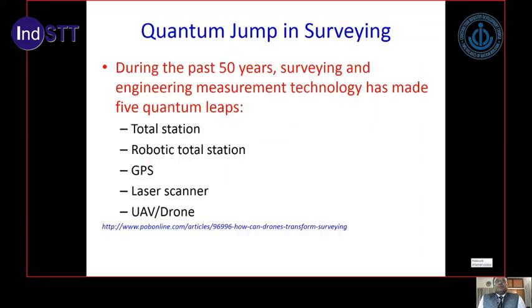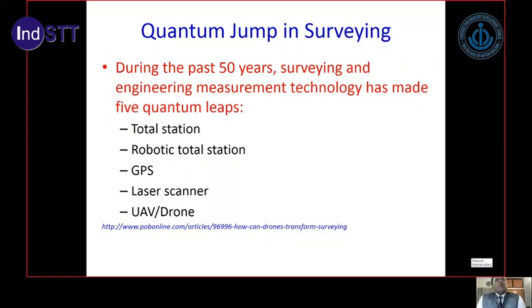If we look at the past 50 years, we had electronic total station equipment, then robotic total station, global positioning systems, laser scanner, and the latest one is the UAV and drone system. So these are a big jump in surveying, which has made surveying very, very easy.